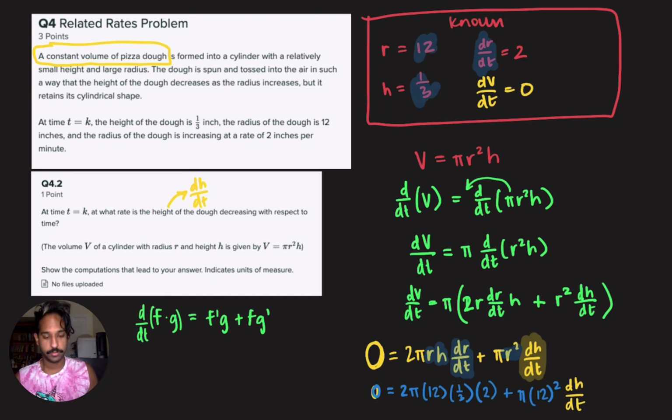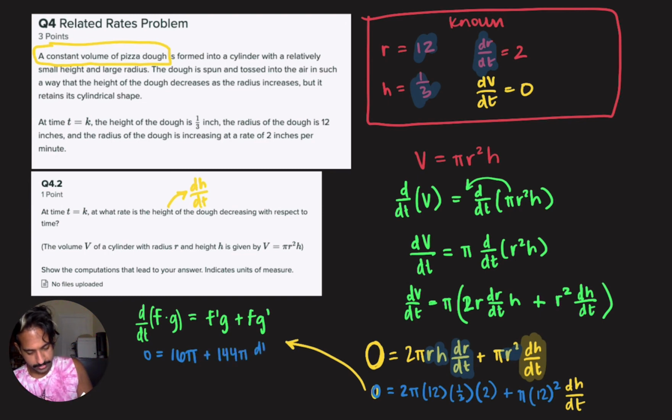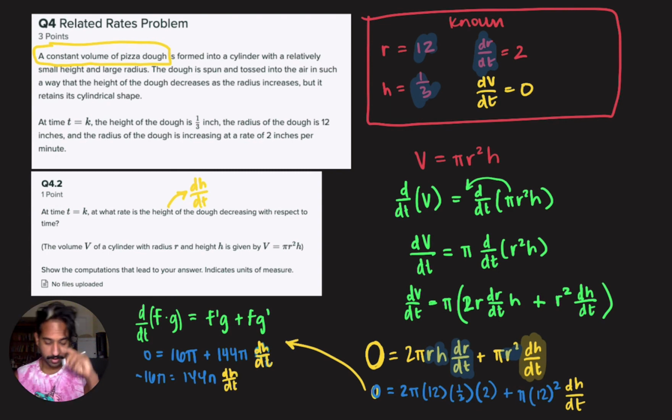All right, doing the math, I see that 0 equals 12 times 1/3 is 4, times 2 is 8, 8 times 2 is 16, so 16 pi plus 144 pi dh/dt. We want to get dh/dt by itself, so I'm going to subtract 16 pi. So negative 16 pi equals 144 pi dh/dt. Final step is just to divide 144 pi on both sides, so we get dh/dt by itself.